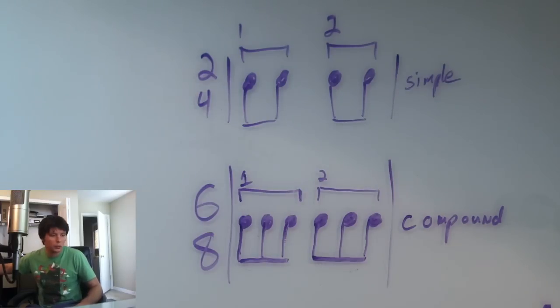If you counted it out, it'd be 1 and 2 and 1 and 2 and 1 and 2 and 1 and 2 and... You get the idea. Here it is in 6/8.